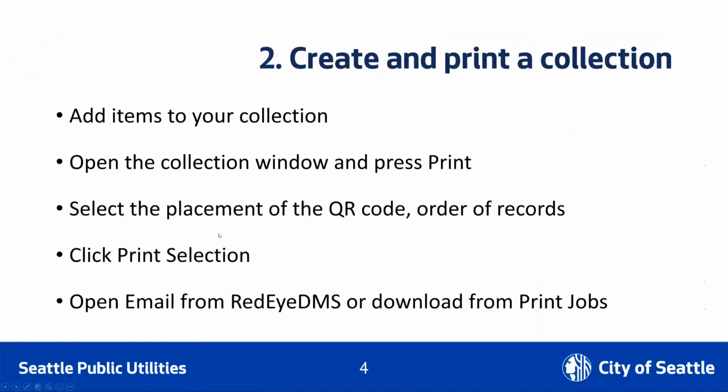The second way to save files from SeaDIR is to create a collection and print multiple files at the same time. To do this, many of the steps are quite similar to the last way to print out artifacts from SeaDIR. First, add items to your collection. Then, open the collection window and select Print. Place the QR code, sort the records, click Print Selection, and then await an email from Red IDMS or check the Print Jobs queue.